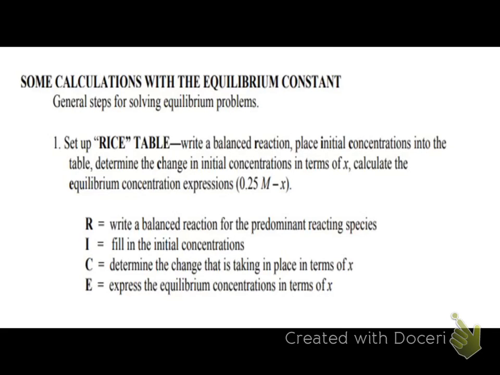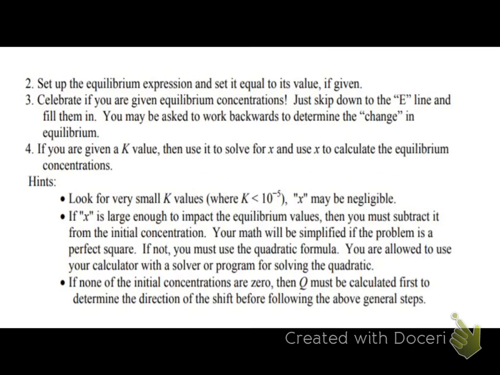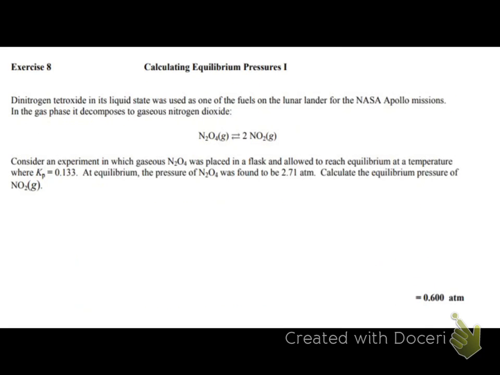Some teachers call it the ICE table, but in RICE, the R is to write the balanced equation, the I is the initial concentrations, C is the change, usually in terms of X, and then E is what the expressions will be at equilibrium, and then you can plug it into your equilibrium expression. Okay, so the first example we're going to do.